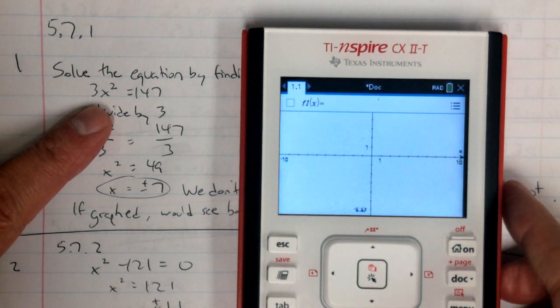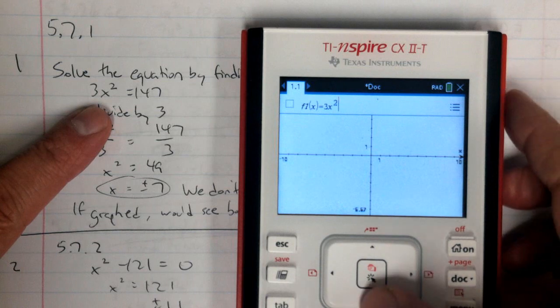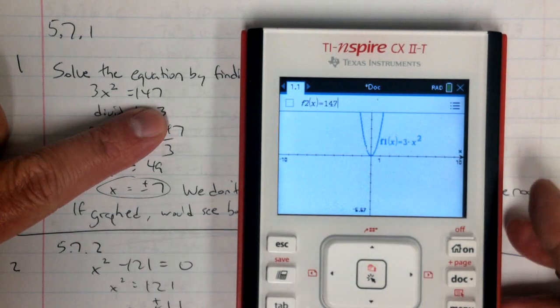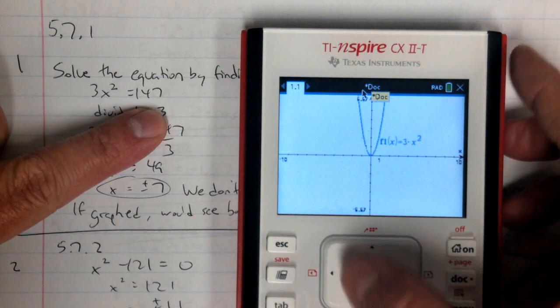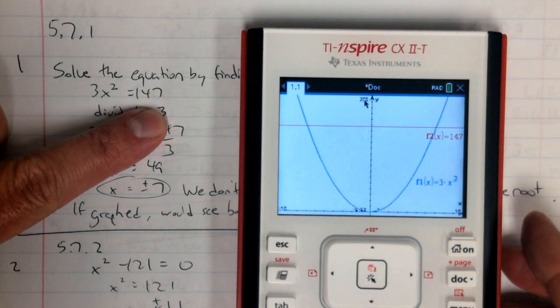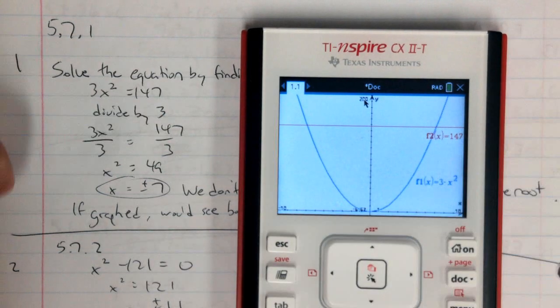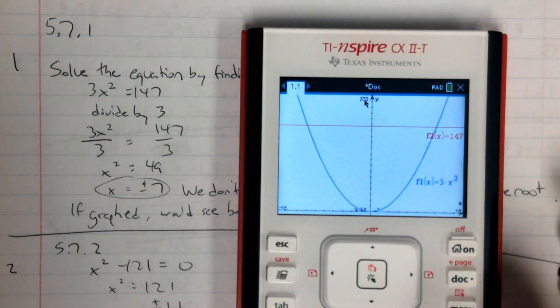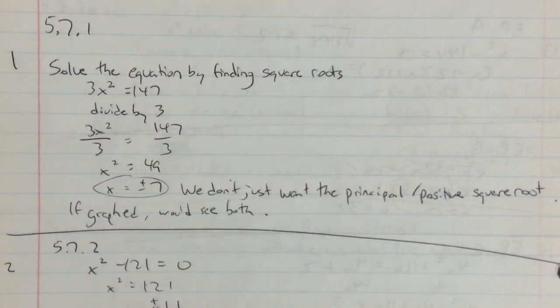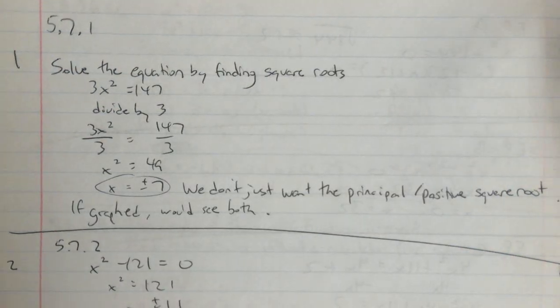if you do 3x squared, that would open like that, and then 147 is here. So I would actually need to change this to be like 200, and then you see a negative and a positive. And so that's negative 7 and positive 7. Okay, so that's the first one.